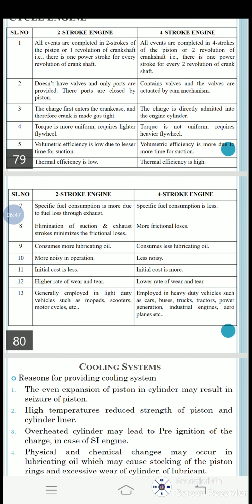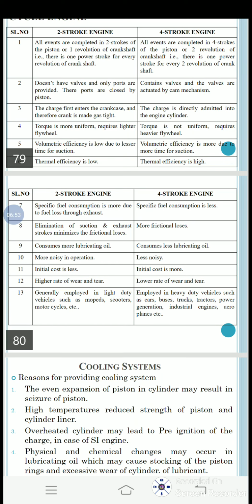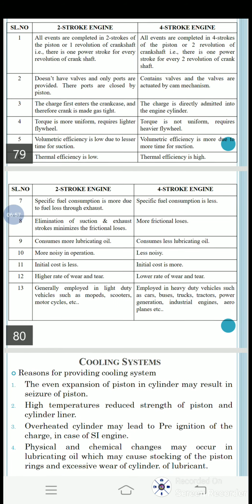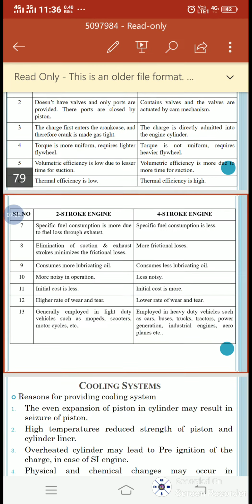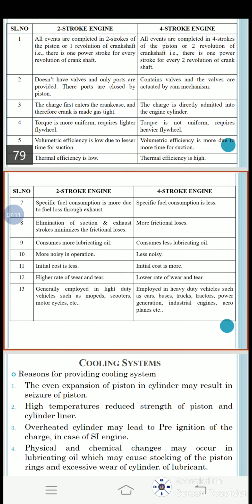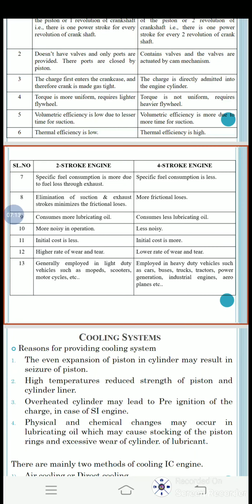In a two-stroke engine, the specific fuel consumption is more due to the fuel loss during the exhaust. In a four-stroke engine, the specific fuel consumption is less. The elimination of suction and exhaust strokes minimizes the friction losses, whereas more friction losses are found in the four-stroke engine. The two-stroke engine consumes more lubricating oil; the four-stroke consumes less lubricating oil. The two-stroke is more noisy in operation; the four-stroke is less noisy.